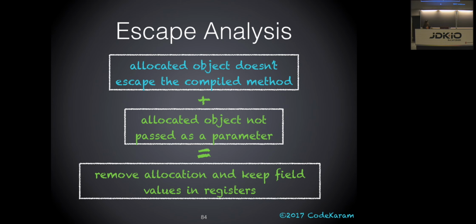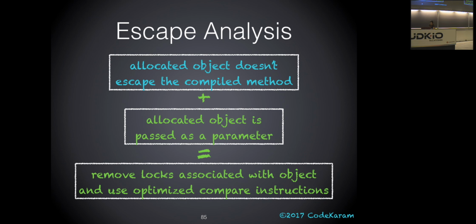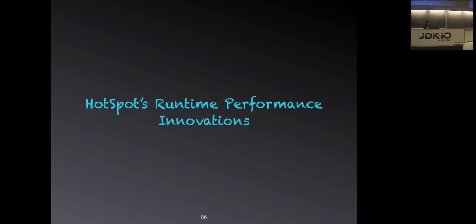And so basically, as long as the allocated object does not escape the compiled method, plus is not passed as a parameter, you can remove the allocation and keep the field values in registers. You don't need to do the allocation at all. That's a very good optimization. What if the allocated object doesn't escape, but is passed as a parameter? You can still do some optimizations and compare instructions and stuff like that. So these are the two optimizations with respect to escape analysis that are present in the HotSpot virtual machine right now.